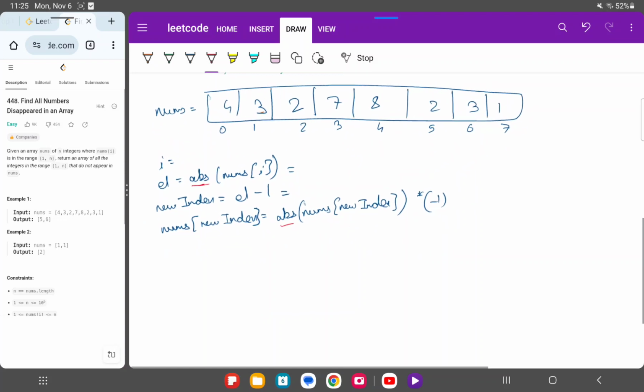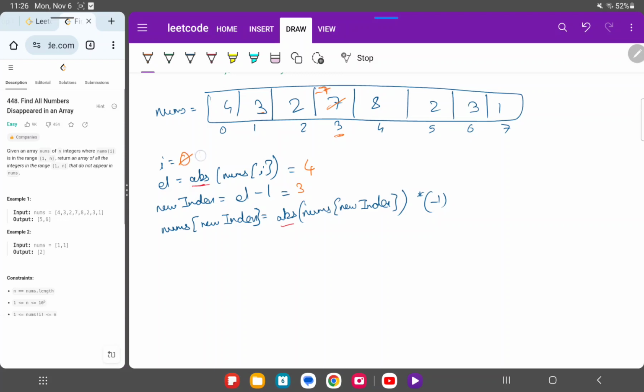So let's say this is the example that we have. So i is equal to 0 initially, right? What is the element there? Absolute value of nums[i], that is 4 right now. So the new index would be 4 minus 1, that is 3. In nums[3], so basically at this index, whatever the value there is, already 7, multiply that by minus 1, so this becomes minus 7.